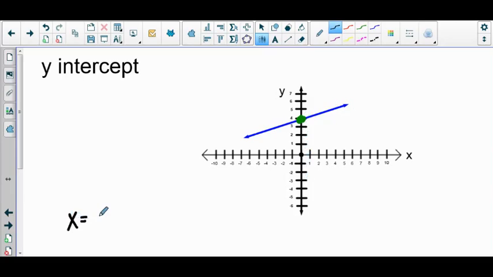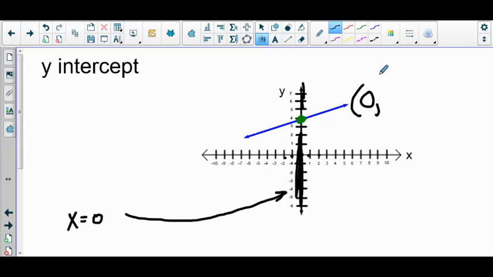X equals 0 at the y-axis, right? X equals 0 all the way up and down here. X equals 1 here, x equals -1 here, x equals 2, x equals -2. But at the y-axis, x is equal to 0. So the x-coordinate is 0. And what is the y-coordinate? Well, the y-coordinate is 1, 2, 3, 4. So 0, 4 are the coordinates of the y-intercept.